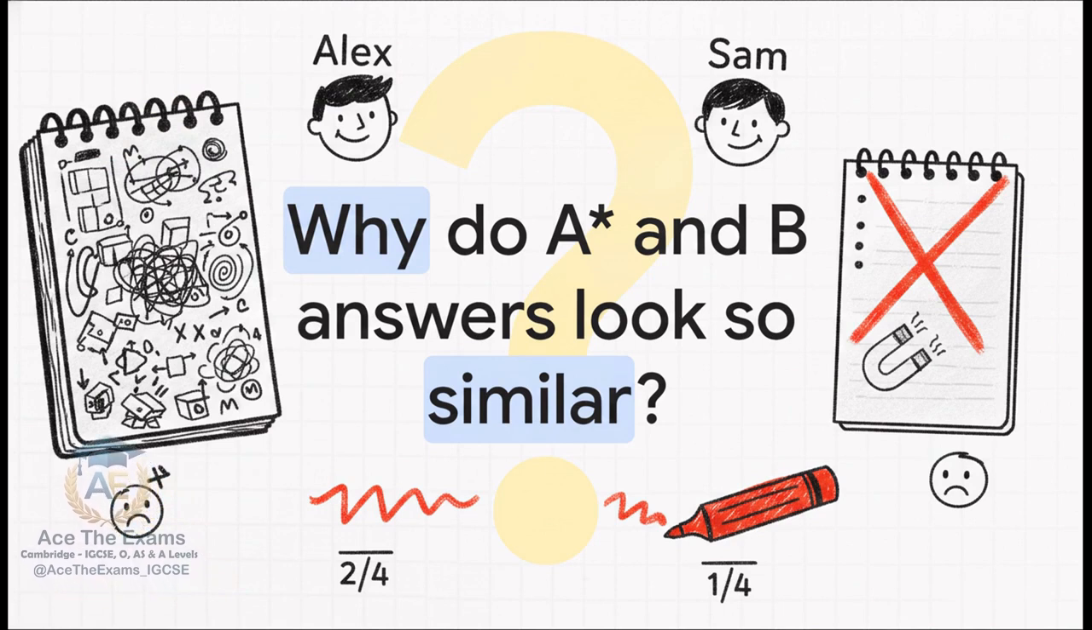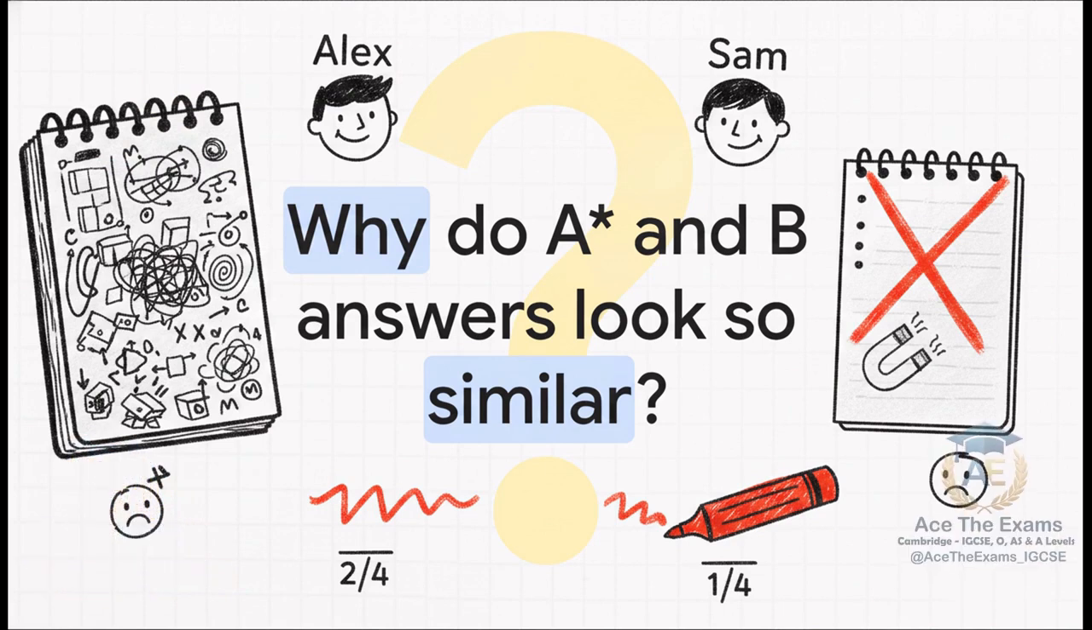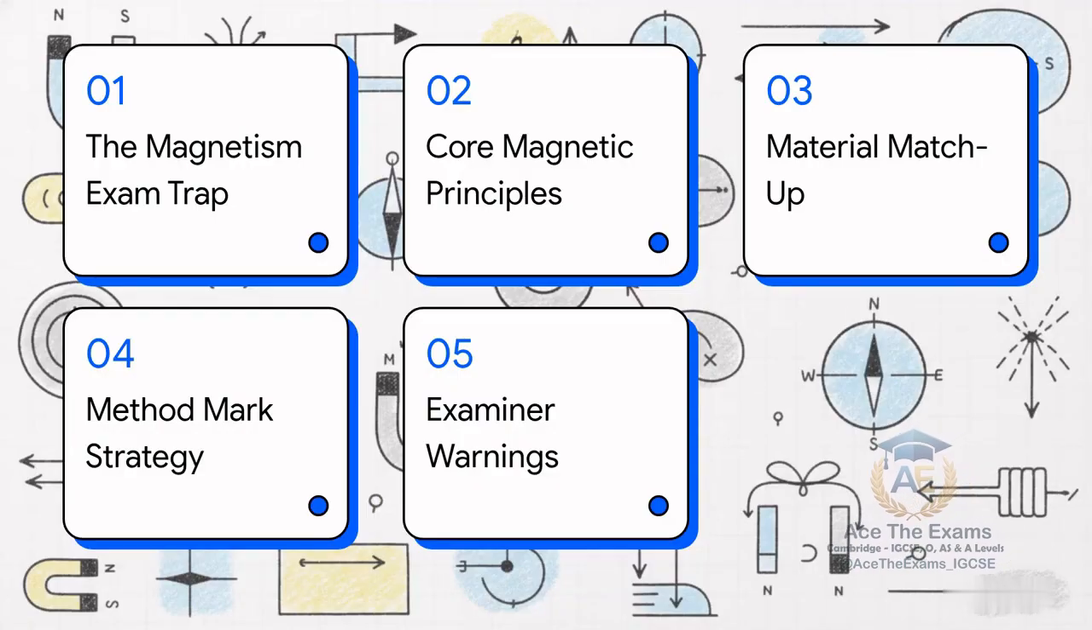The brutal truth is that the difference between a B and an A star isn't just knowing raw physics facts. It is about executing the precise analytical methodology that examiners are desperately looking for. Today, we are breaking down the exact step-by-step playbook you need to master magnetism and systematically score top marks.